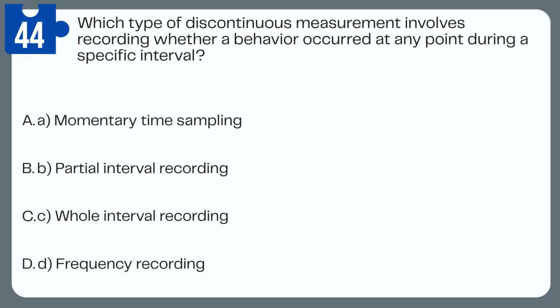Question 44. Which type of discontinuous measurement involves recording whether a behavior occurred at any point during a specific interval? A. Momentary time sampling. B. Partial interval recording. C. Whole interval recording. D. Frequency recording.